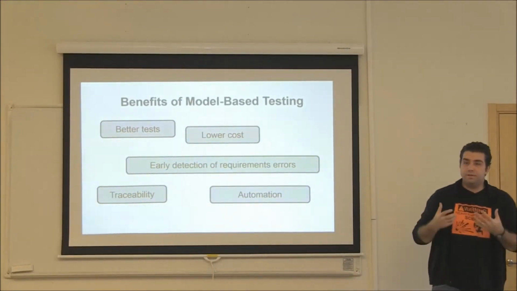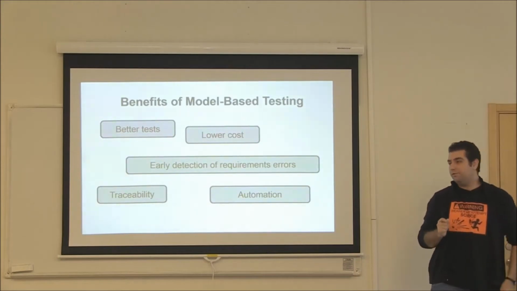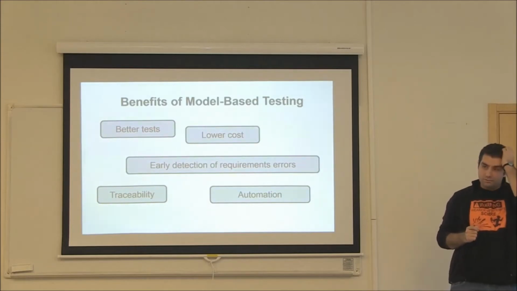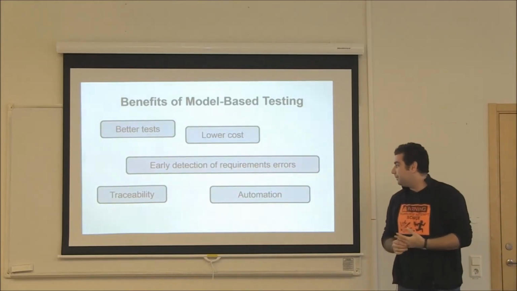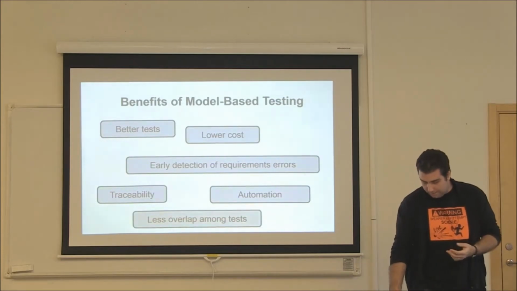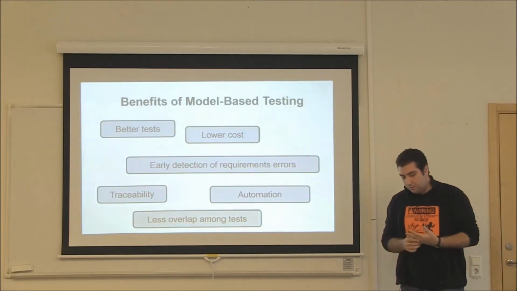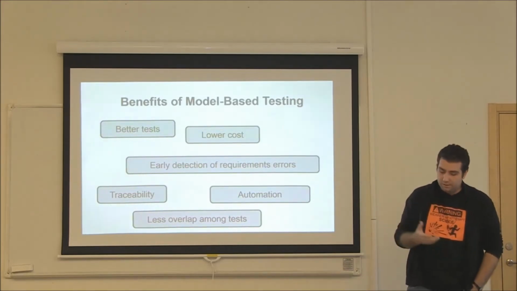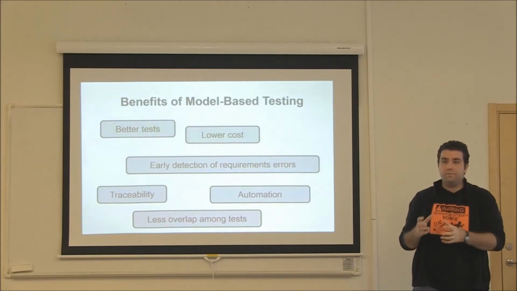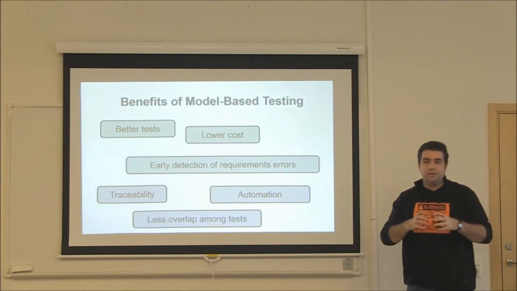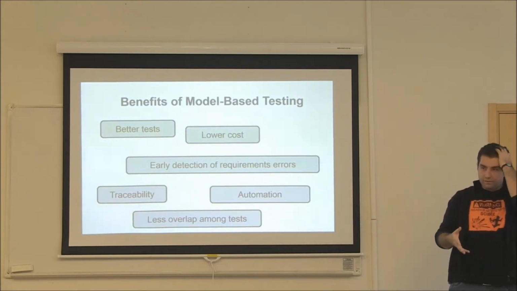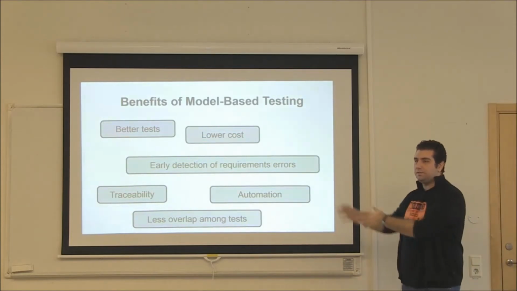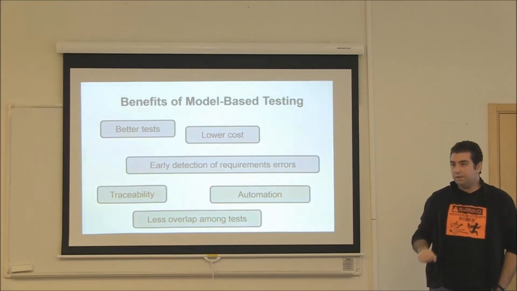Automation, that's an important part. So basically, model-based testing is good if you do it automatically. If you don't do it automatically, then something is wrong, and it will not bring that much benefit to your process. In 2012, some researchers showed that model-based testing shows less overlap among tests. So you don't have a lot of tests doing the same thing. You can have some tests testing one part of the system, and a lot of tests testing other parts of the system. So you can actually have less overlap among tests.